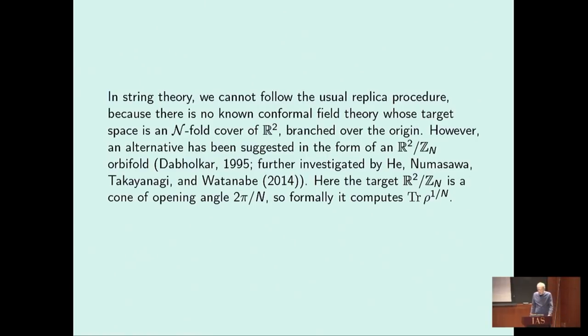So, well, the orbifold has a target space that's a cone of opening angle 2 pi over n. The orbifold is a conformal field theory whose target space is not an n-fold cover of the plane. Rather, it's a quotient of the plane by Zn. So if n were 4, you would take one quadrant in the plane, which you could think of as the plane divided by Z4. Then you glue the two edges together, and you make a cone with an angle of 2 pi over n, where in that example n is 4. So formally, the orbifold conformal field theory tries to compute the trace of rho to the 1 over n.